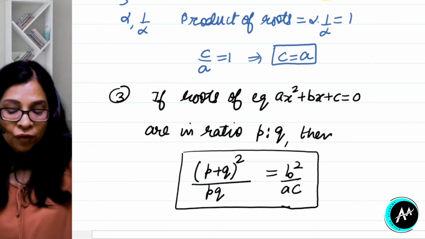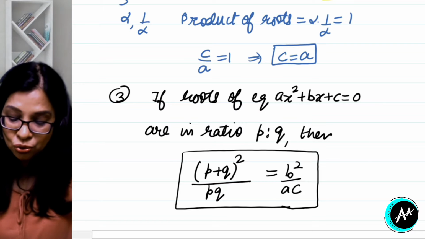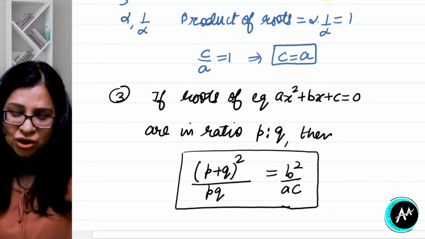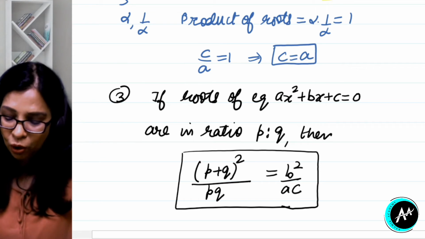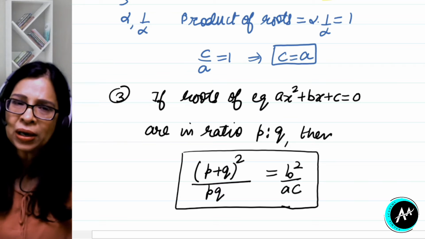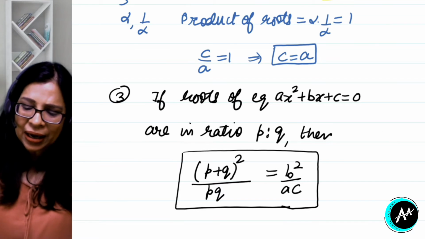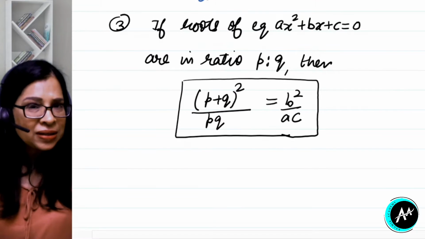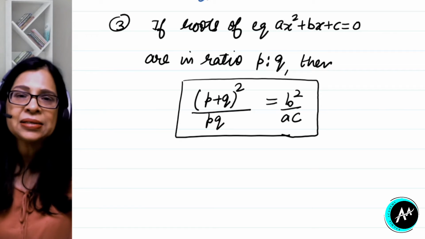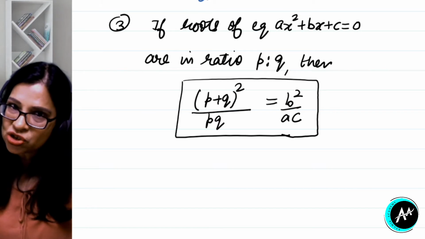So if the roots of the equation are in the ratio p is to q, then we have this relation that p plus q whole square upon pq is b square upon ac. I'll give you the hint how you can derive it. So if you want, you can derive it. So basically we'll be concentrating on writing the direct results in this lecture and then solving questions based on that.